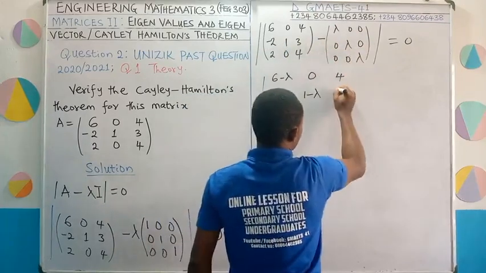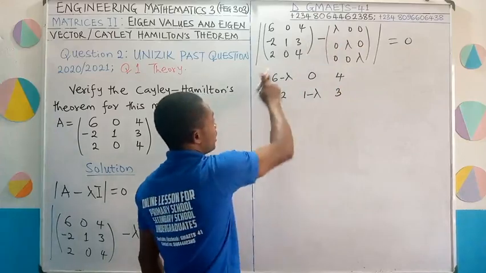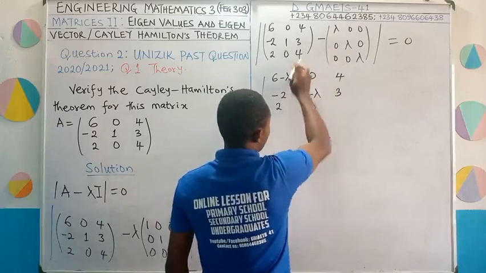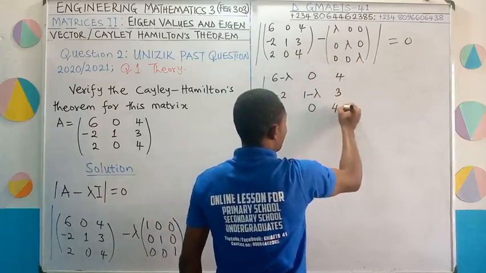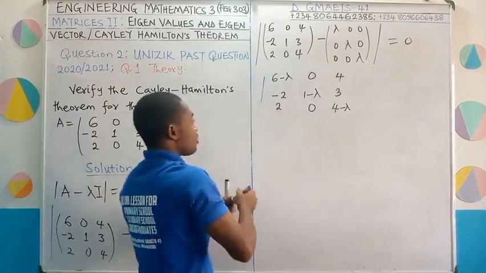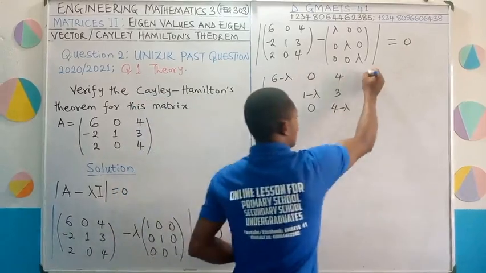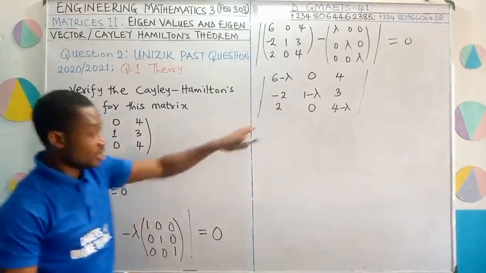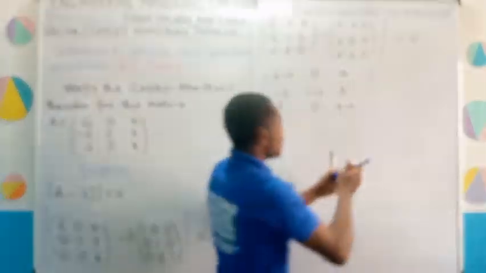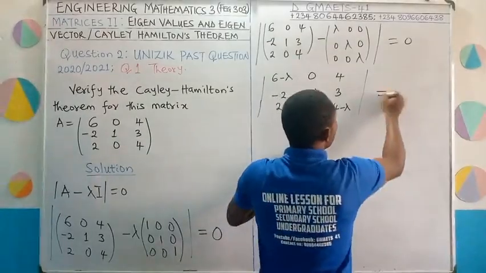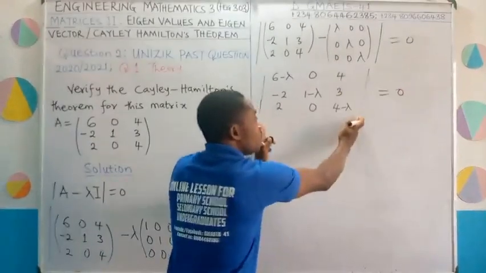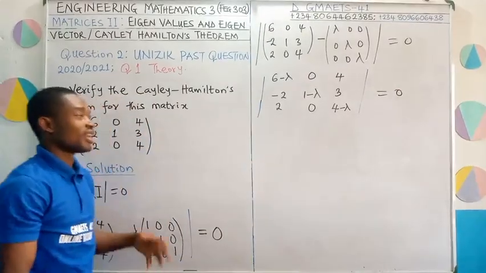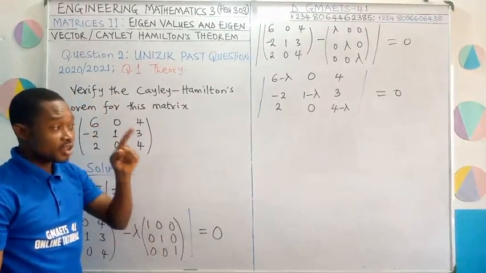3 minus 0, we get 3. And then the third row, 2 minus 0, gives us 2. 0 minus 0, we have 0. Then 4 minus lambda gives us 4 minus lambda. I've simplified the term that we have here, A minus lambda I. This is what I got. It's expected that if I obtain the determinant of this term, and of course substitute the given matrix, it's going to give me 0.